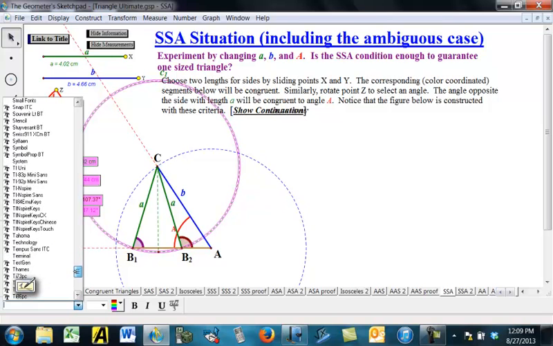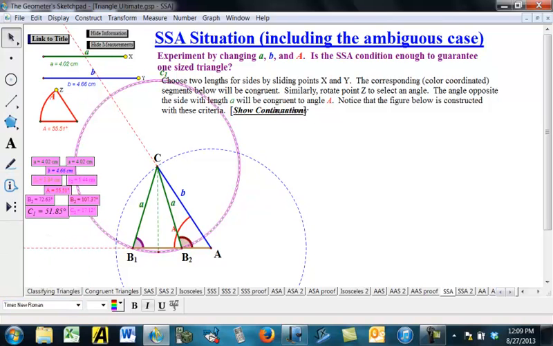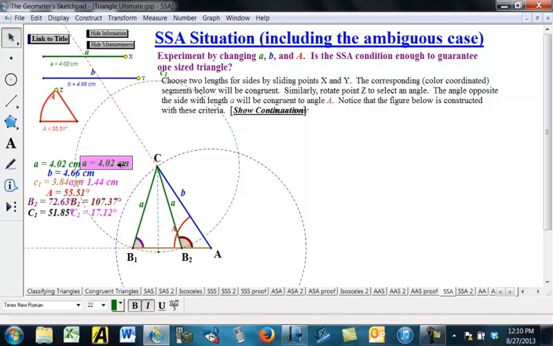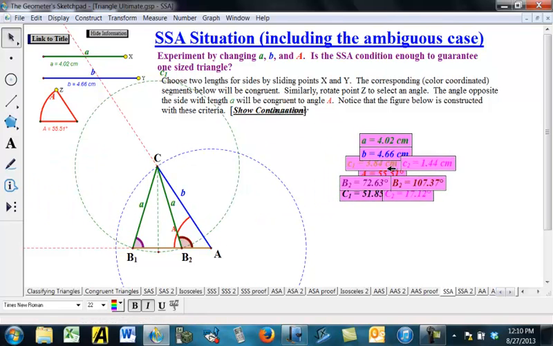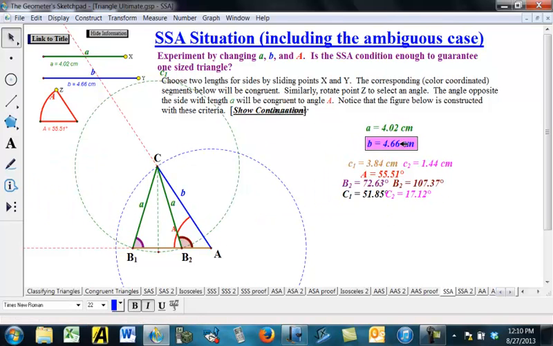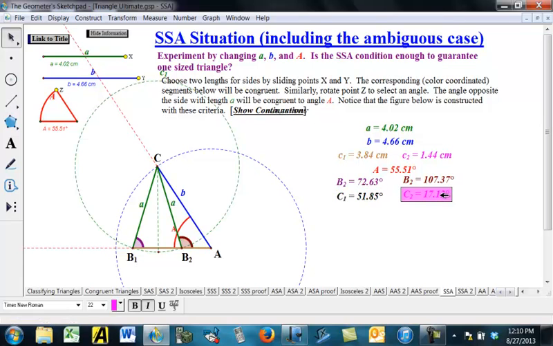Let's make them all the same font and make them a little bit bigger where we can see them. So in both cases, A and B are the same. They were given the same, and angle A is the same. But the rest of the measurements turned out to be different. So A is the same, B is the same, C's are different, angle A is the same, angles B are different, and the angles C are different.